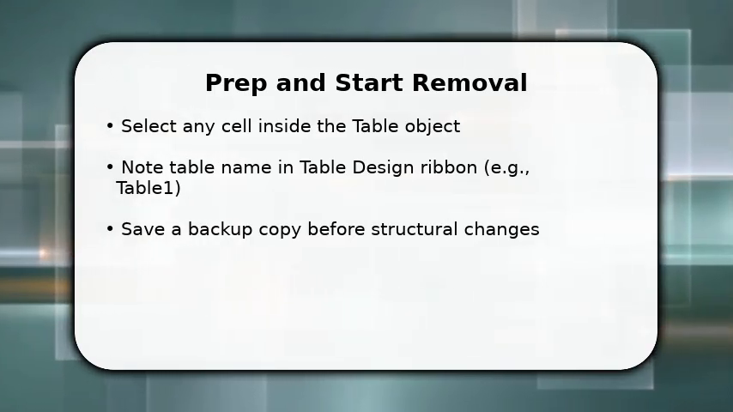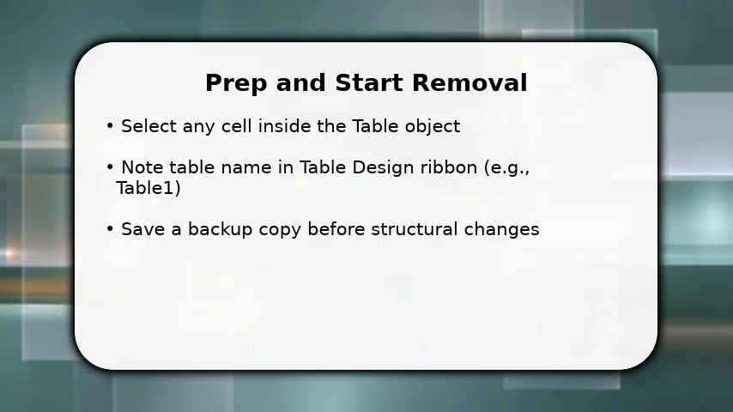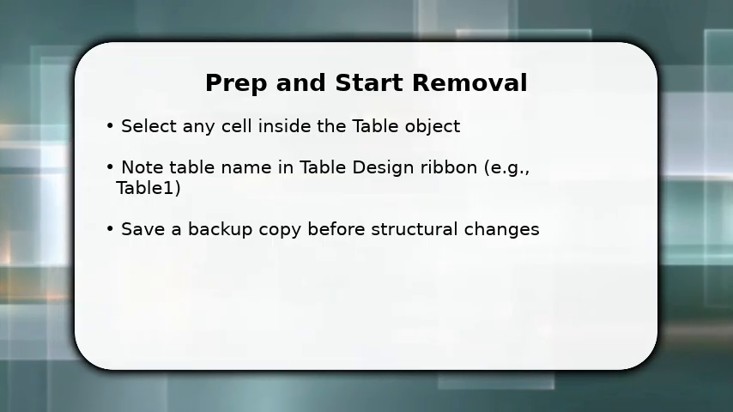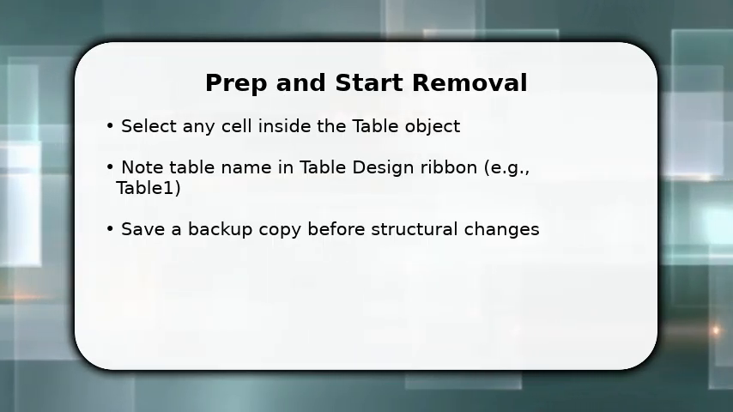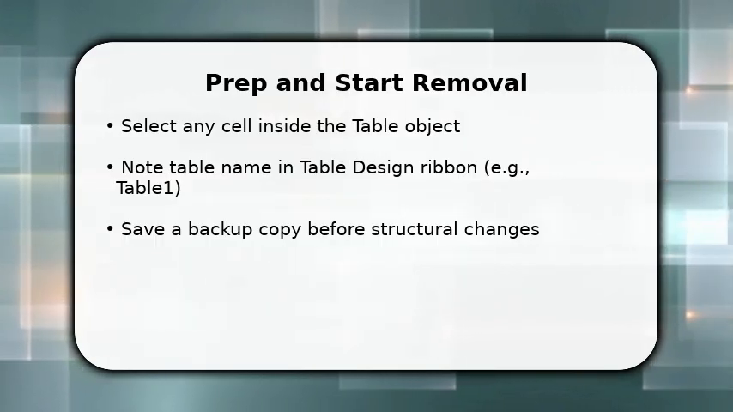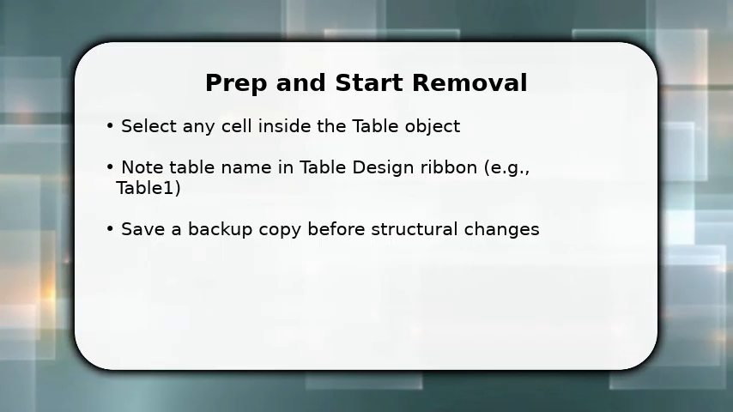You begin by selecting any cell inside the Excel table. This establishes the active table context. Once selected, look to the Table Design ribbon to confirm the table name and see available options. This helps avoid accidental edits. Make sure to save a backup copy before you proceed so you can recover data if needed.